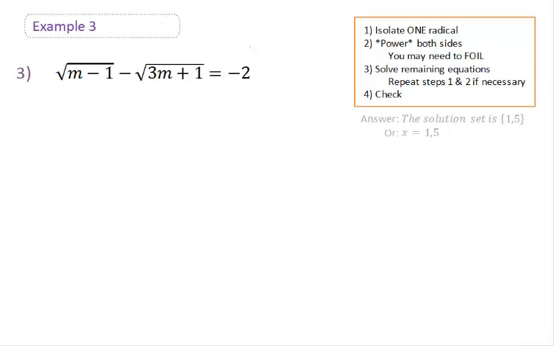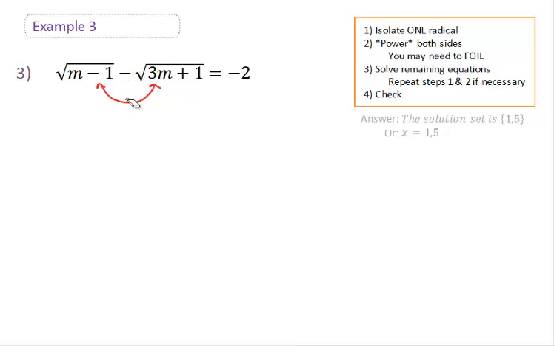Example 3. If you would like, I suggest that you pause the video and try this one on your own. Okay, this one has two radicals, the square root of m minus 1 minus the square root of 3m plus 1. A common mistake that students make is they try to put these two radicals together. But you cannot combine radicals in the form of addition, or especially in this problem subtraction, unless those radicals are exactly the same, which they're not in this problem. You can only add or subtract radicals by like terms.